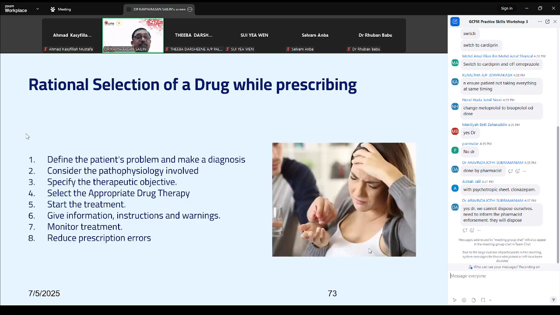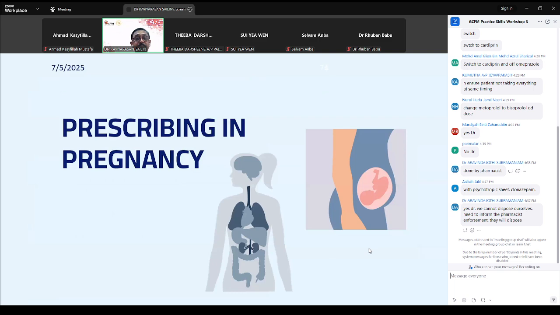Coming back to the point on selection, remember: define the patient's problem and make a diagnosis, consider the pathophysiology involved, specify the therapeutic objective, select the appropriate drug therapy, start treatment, give information, monitor treatment, and reduce prescription error.